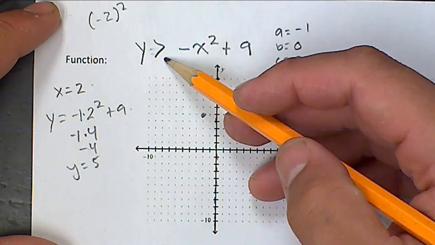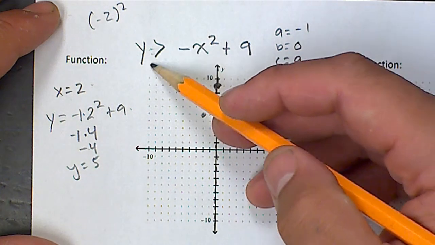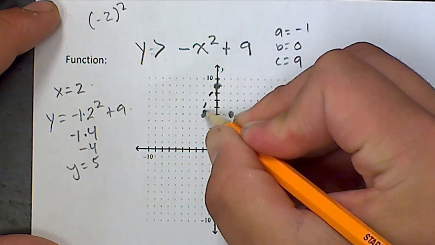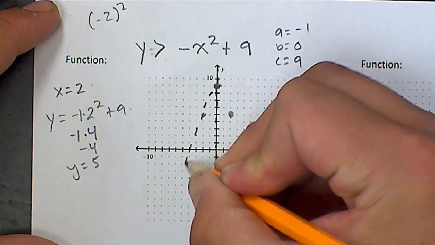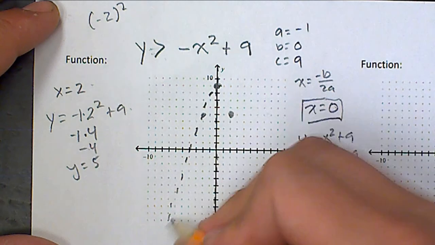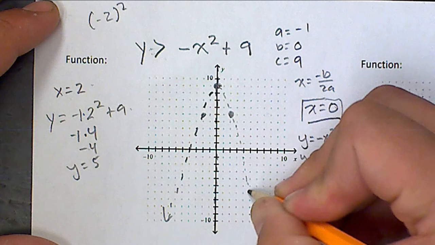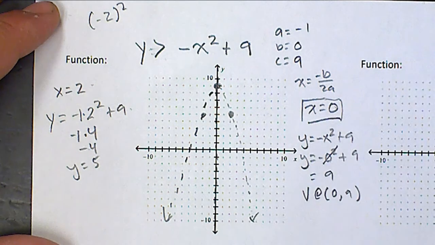Now before you start drawing the curve, look at the symbol. The symbol is a greater than symbol. It does not have the or equal to bar. So this is actually a dashed line. And try to make it curve, not like a V. Dashed line.